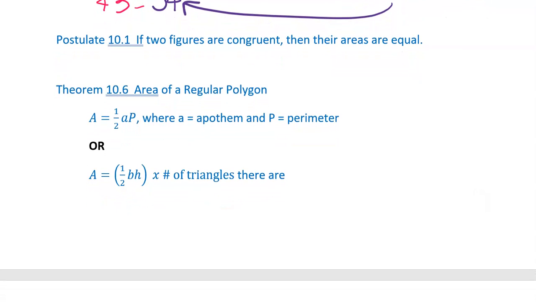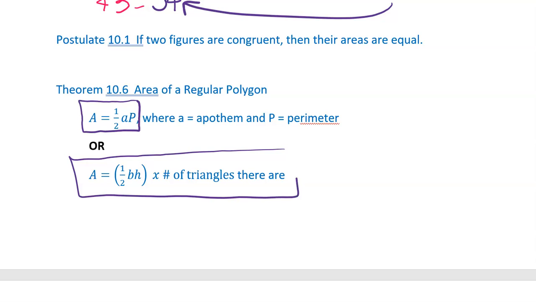Looking at page 630, at the top, postulate 10.1: if 2 figures are congruent, then their areas are equal. We pretty much knew that already, or you could think of that in your head. It's kind of an automatic postulate, so to speak. Theorem 10.6, make sure that you write these formulas down. This is the one that the book gives above, kind of in paragraph form.